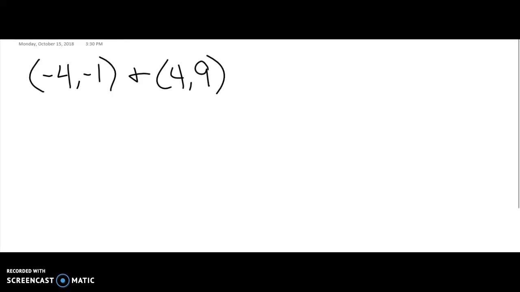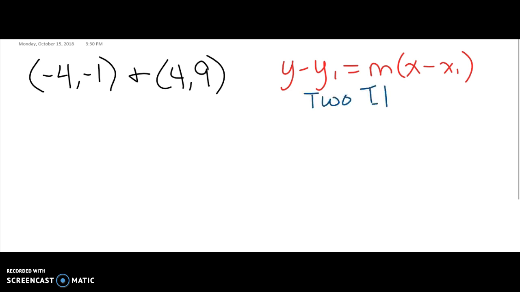Okay, in this problem, we're basically going to use the point-slope formula to write the equation of the line that goes through these two points. Now, the point-slope formula is y minus y1 equals m times x minus x1. Notice here that there are two things that you need. Those two things are the slope and a point.